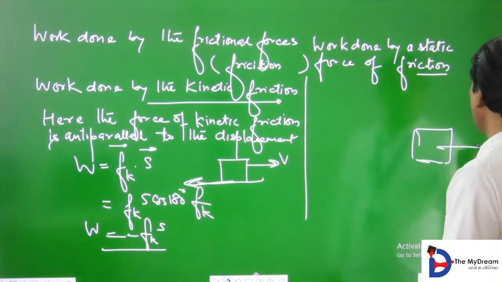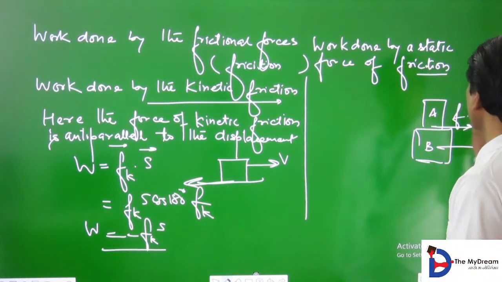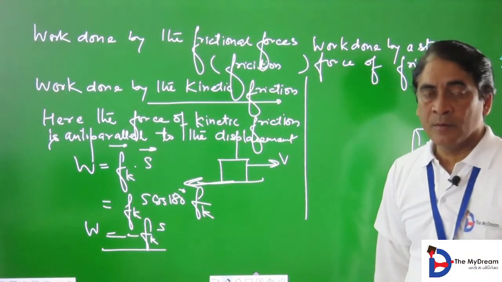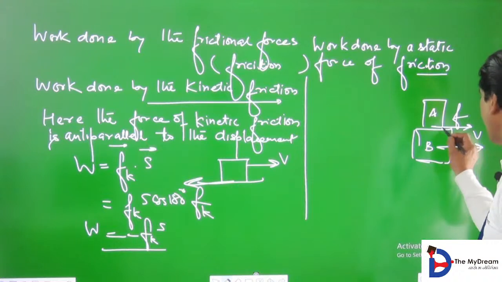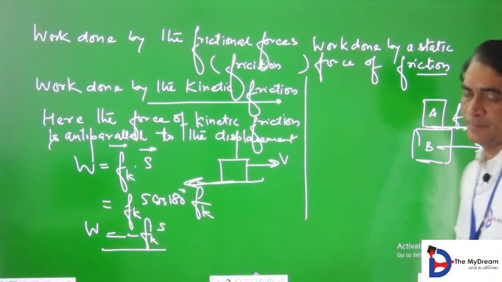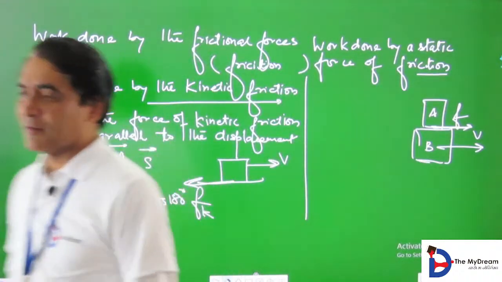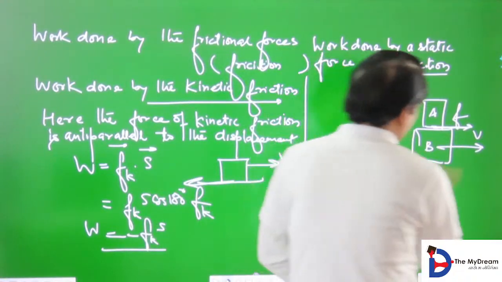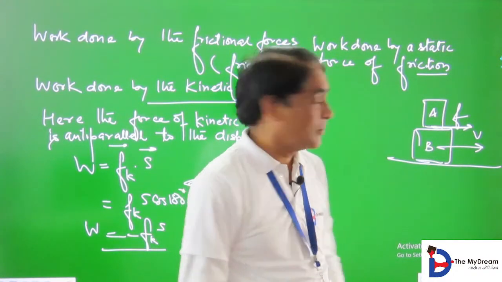There is the presence of two blocks. One of them is A, another one is B. Here the direction of B is in the direction of the force of friction on the lower part of A. A is kept on top of B. As that is moving, if it were to move, which friction would act? Kinetic. It is stationary.